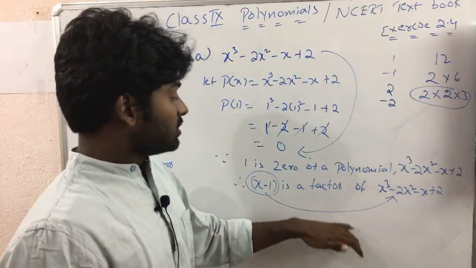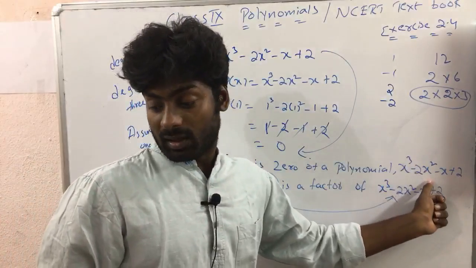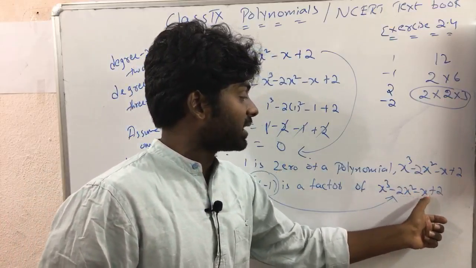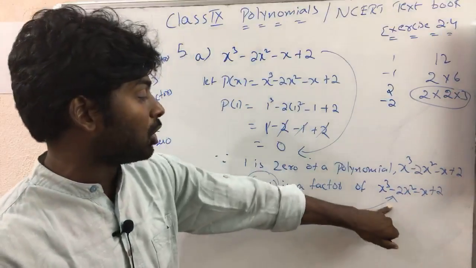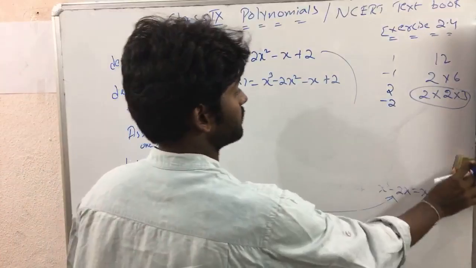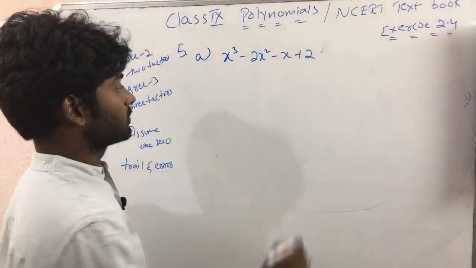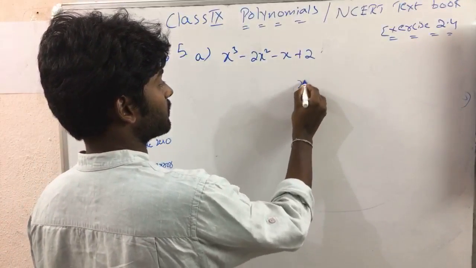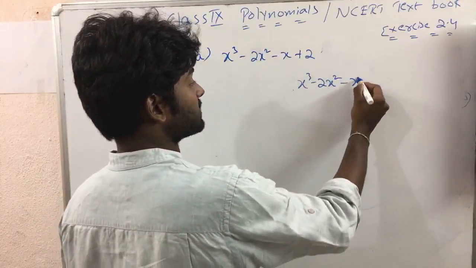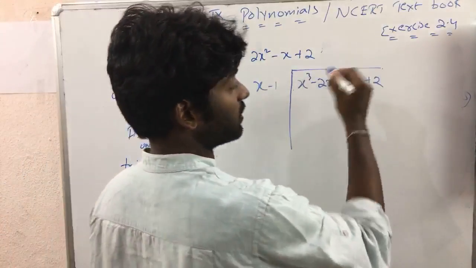Okay, so by using the trial and error method, we got 1 is the zero of the given polynomial. Now that means that x minus 1 is a factor of x cube minus 2x square minus x plus 2. Now I am going to divide the given polynomial x cube minus 2x square minus x plus 2 with x minus 1.